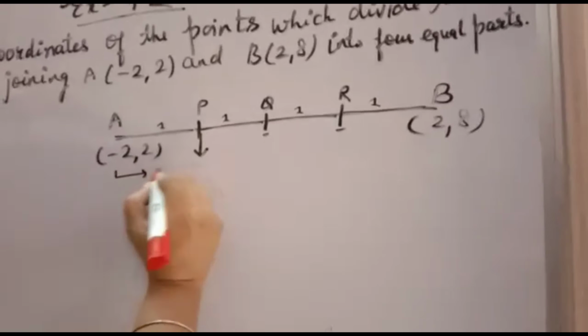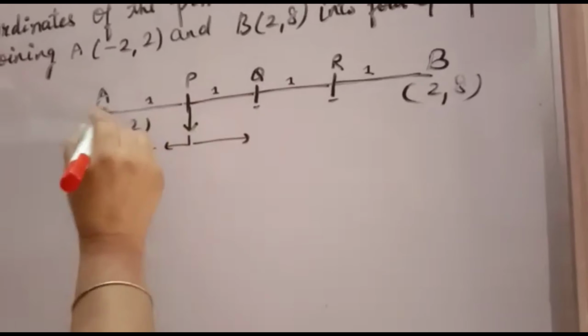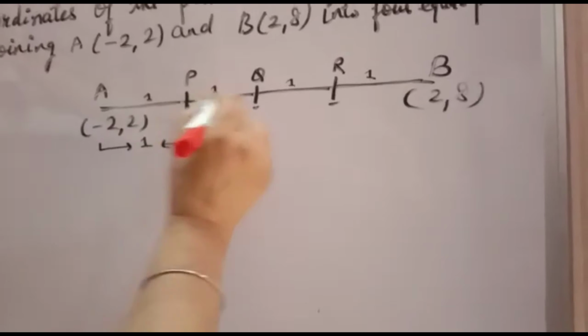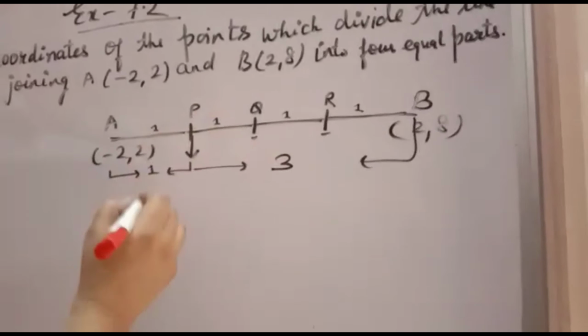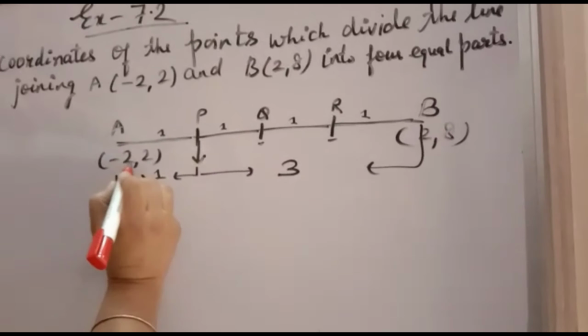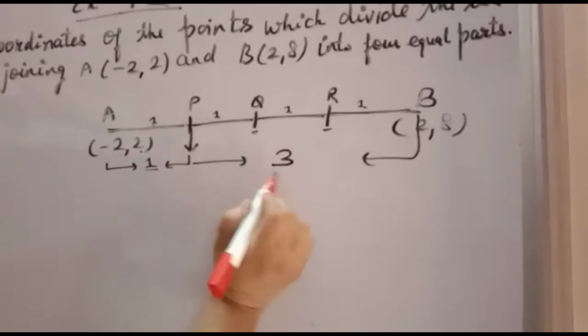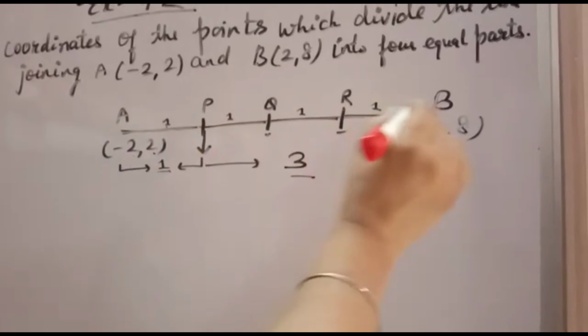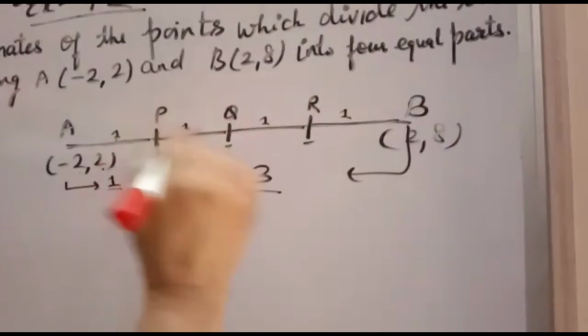So point P will divide in the ratio 1:3, because this much is 1 and this much is full 3, since 1 plus 1 plus 1 is 3. So for point P, you have to use the section formula. Suppose this is x1, this is y1, this is m1, this is m2, and this is x2, y2. You will use the section formula.